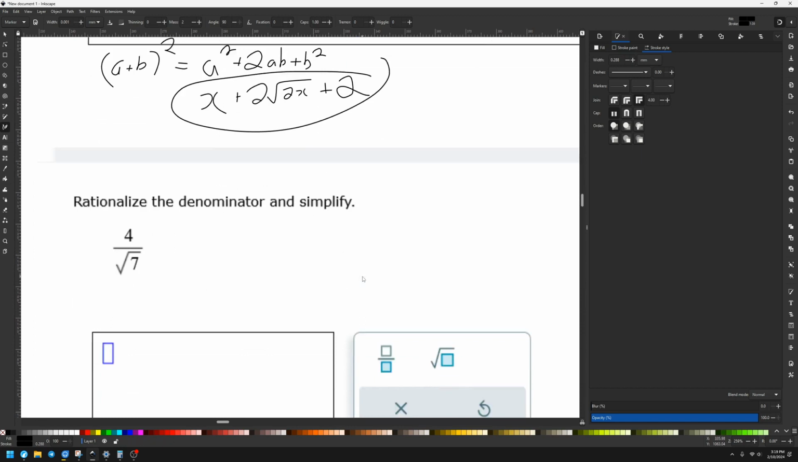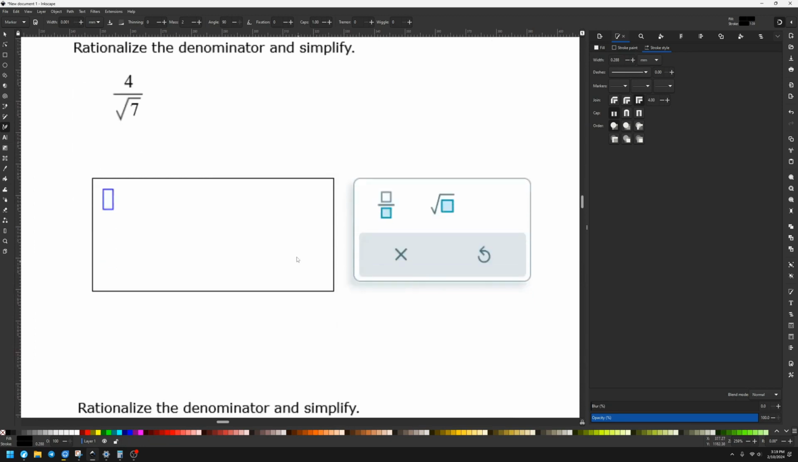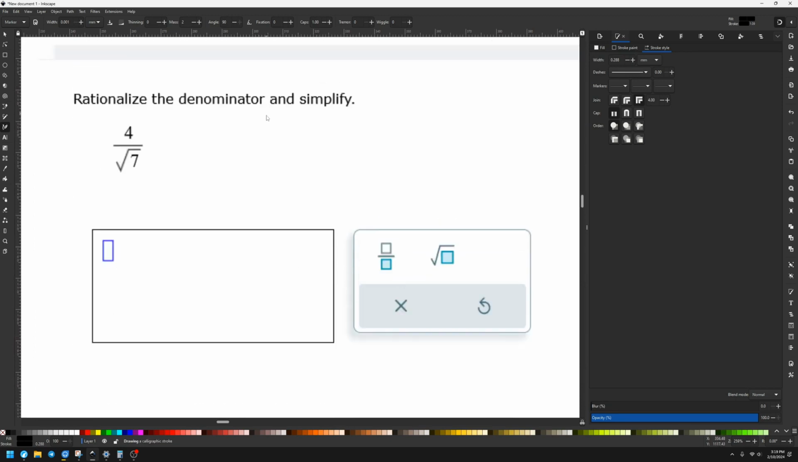Okay. Rationalize the denominator and simplify. So we're going to have 4 divided by the square root of 7. What it means by rationalize is to get the radical out of the denominator. We can do that by multiplying by the square root of 7 divided by the square root of 7. Since that is actually just 1, we're not changing the value of the first term in any way. We're just manipulating it.